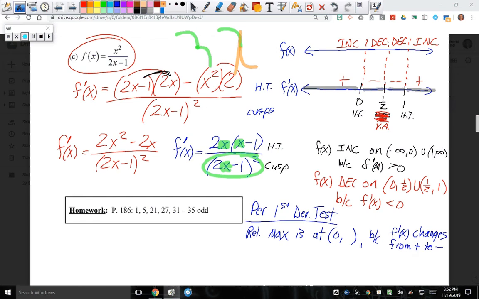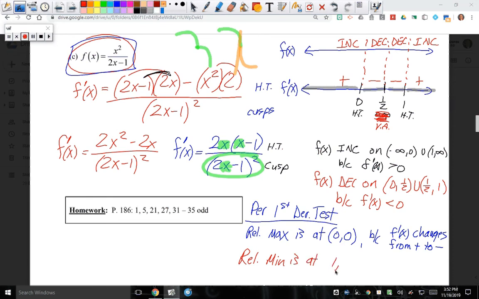Guys, if I plug in 0 into my original function, what do I get? 0. Remember, you got to plug it into your original function in order to see what that y value is on f. Okay, here we go. The relative min is at what, guys? 1/2, well, not 1/2.